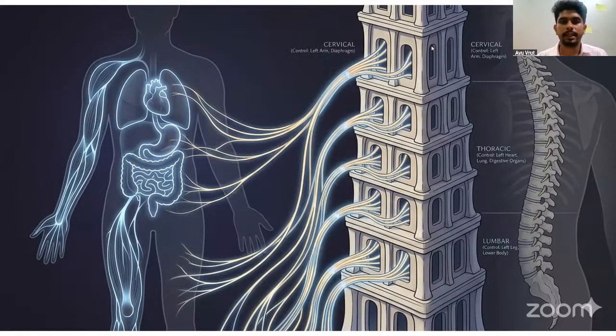Here we can see a tower. The tower may say there is electricity coming outside and supplying different parts of your body. You can correlate this tower with your spine, the whole body spine.